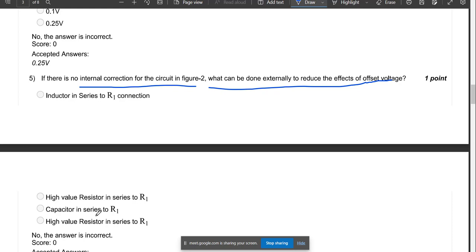Can I? Yeah, one by one. Capacitor should be connected in series with R1. Okay, okay. What about others? What do others think?